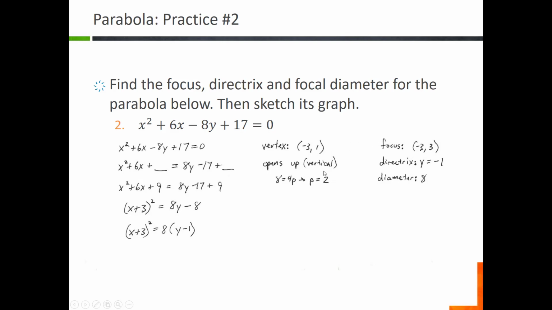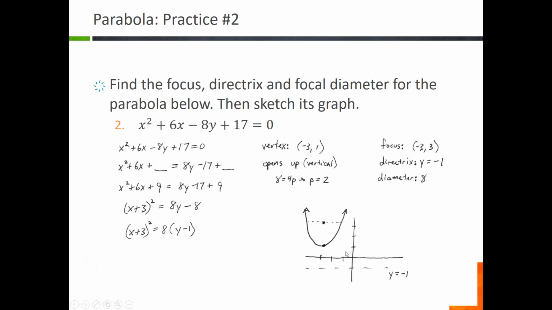The directrix has to be 2 units below the vertex. So in this case, it's going to be a horizontal line, y equals -1. So -1 is 2 units below +1. And then the focal diameter's length is 4p, which in this case is a length of 8. So it's again the 8 that's sitting out front here.